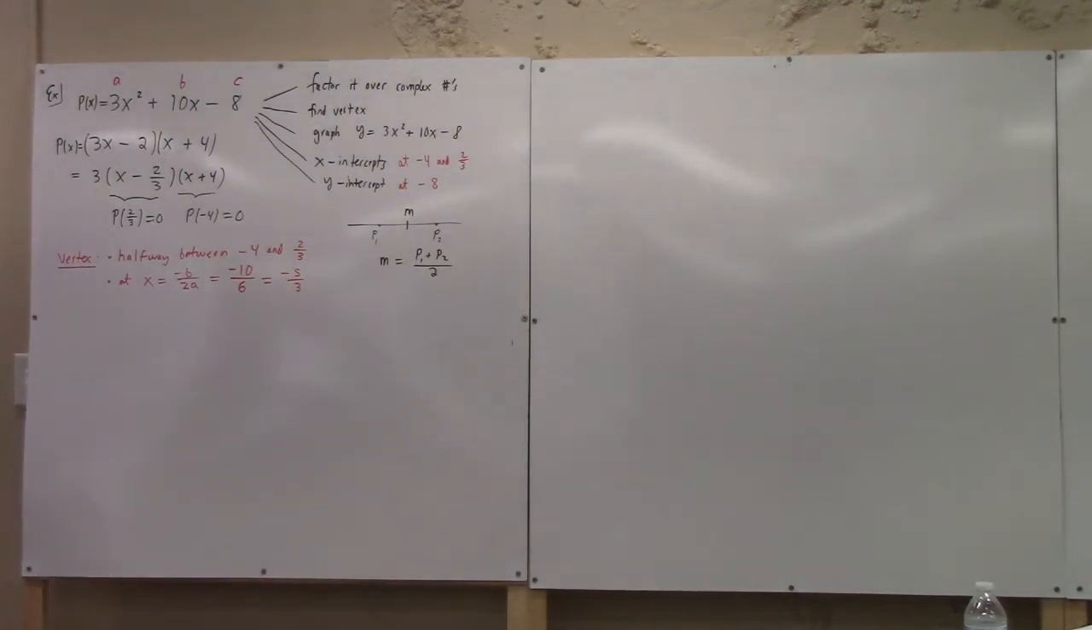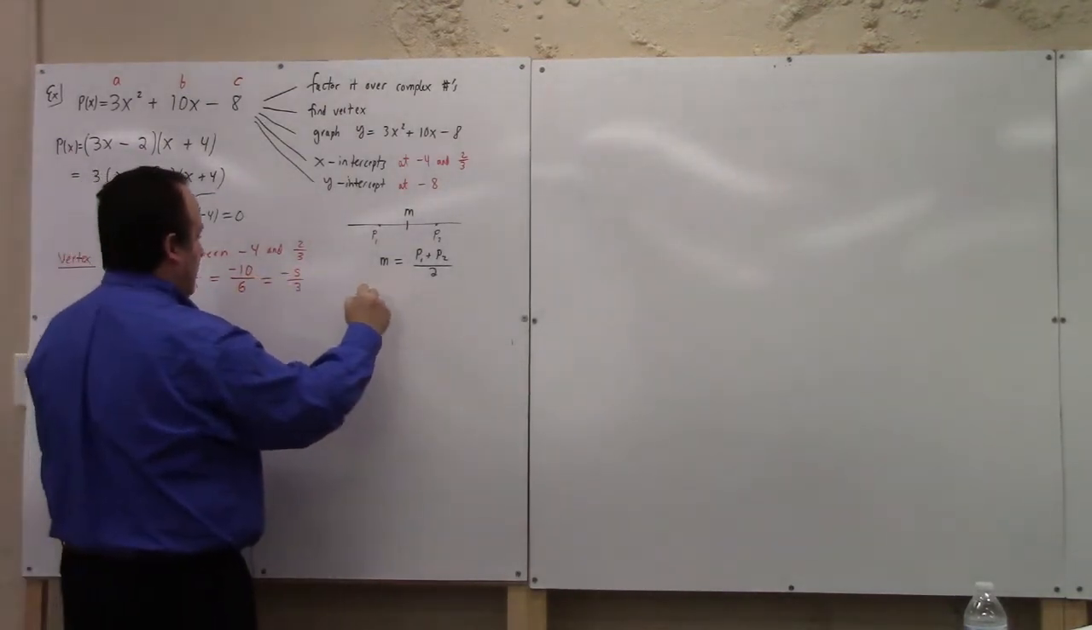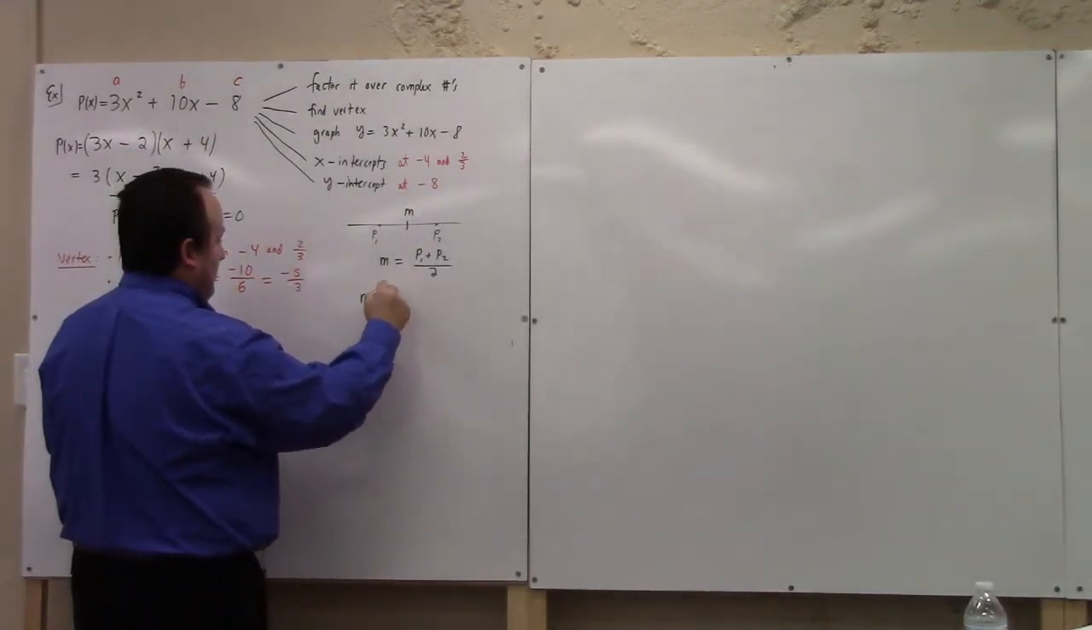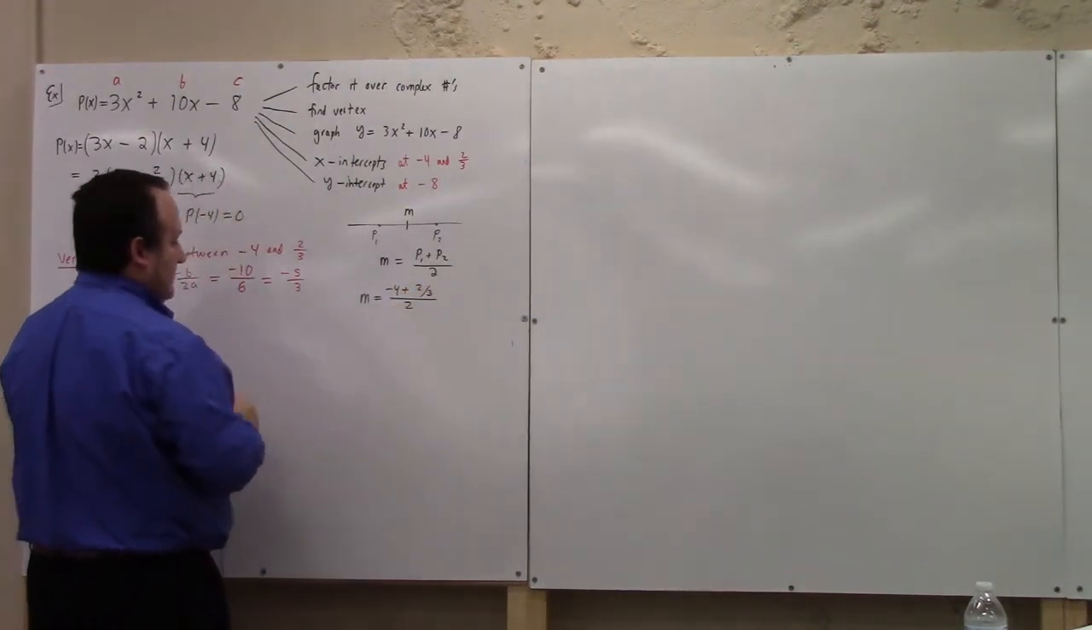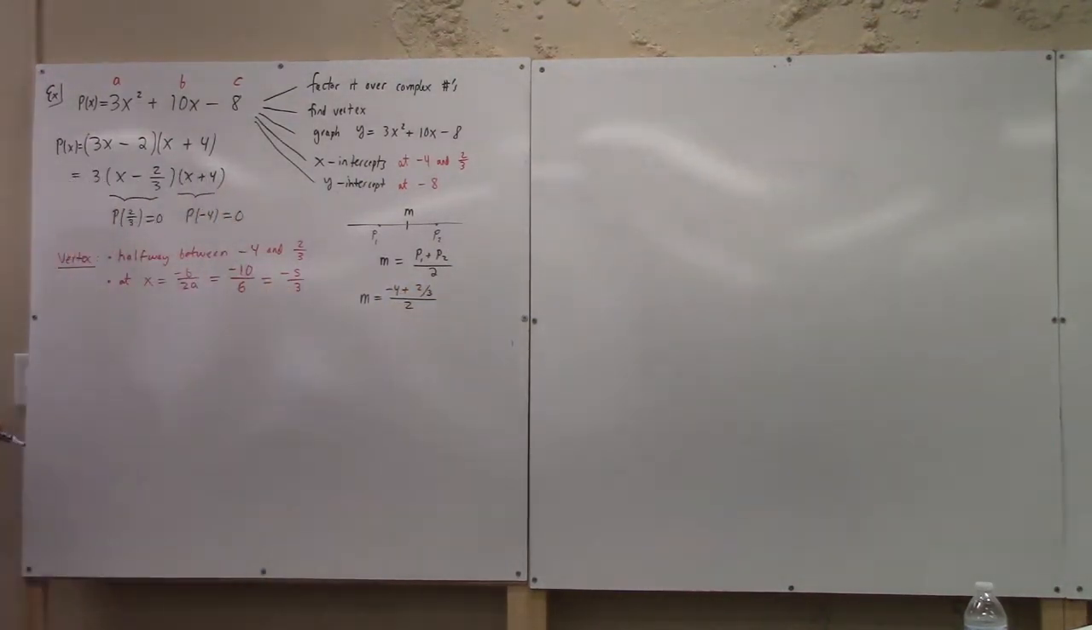Okay, so anyway, if you use that formula, you'd have what? The midpoint would be minus 4 plus 2/3, divided by 2. What would that be? It better be minus 5/3, right? How many thirds is minus 4? It's minus 12, right? Minus 12 plus 2 is minus 10. Minus 10 over 3 divided by 2 is minus 10/6. The same answer. So that's the x coordinate of the vertex.